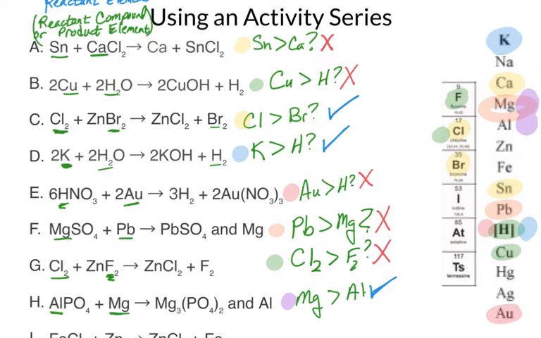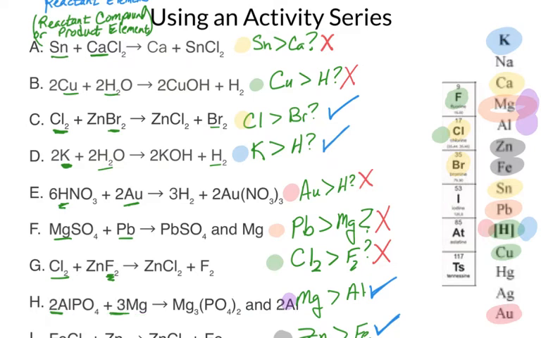And for letter I, we have iron 2 chloride and zinc react to form zinc chloride and iron. And the two elements we have are zinc and iron. Zinc is on the reactant side. It is above the iron, right just below it, and so we know that this reaction does occur. And that is the basics of how to use an activity series. Next, we're going to look at how to create an activity series given some lab information.